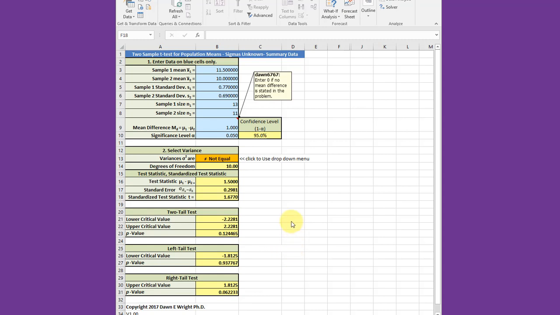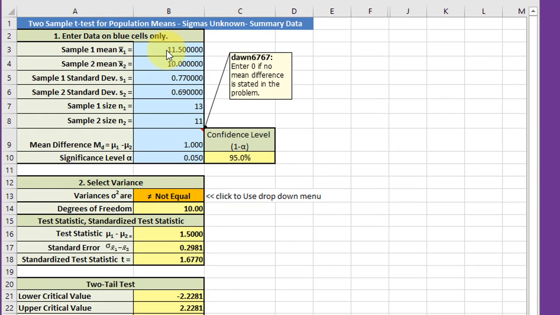And it's very important that you put the sample information in the right order. In this case, 11.5 was the Burger Stop's mean amount spent. $10 was the Fry World. And these are the appropriate standard deviations and the samples. We need to put the mean difference, in this case $1. Our alpha level is 0.05.